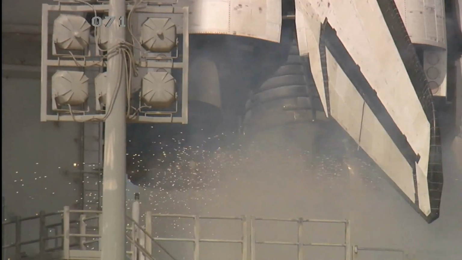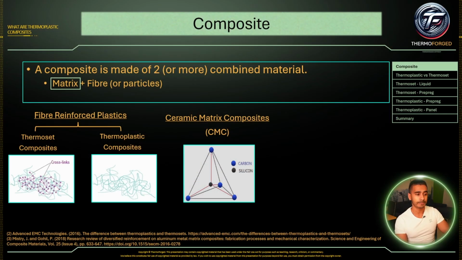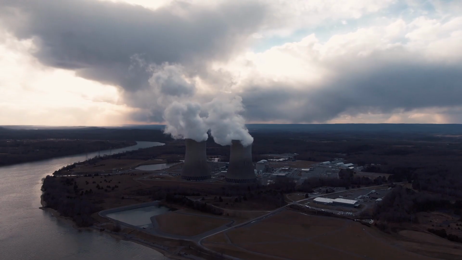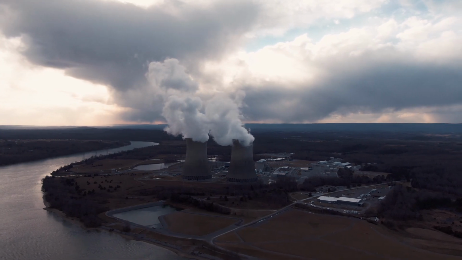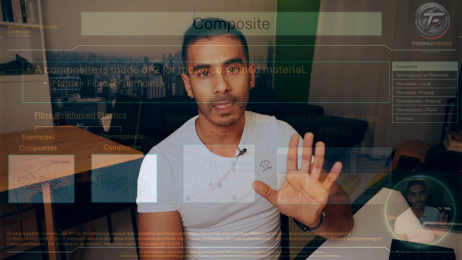The second one is ceramic matrix composites. Think of ceramic being used in applications where you need a lot of heat resistance, like a space shuttle, a gas turbine engine, or maybe the brakes of a high performance car. And you also have metal matrix composites, where you have a metal instead of the ceramic. This is used in really harsh environments like a nuclear reactor or somewhere where there's a lot of abrasion. But for now, we are going to focus mostly on fiber reinforced plastic.